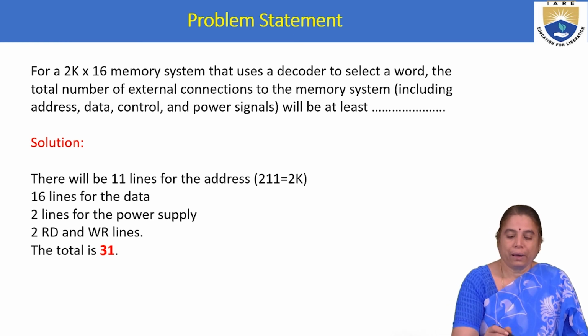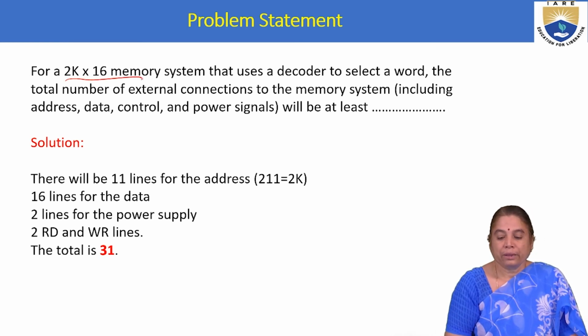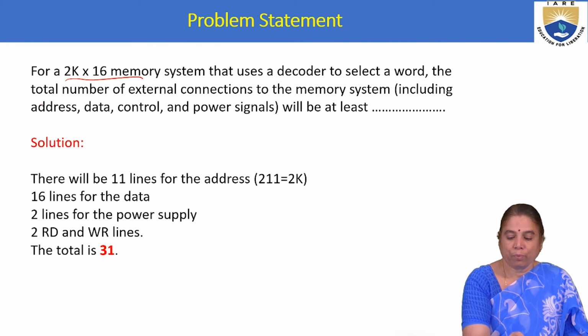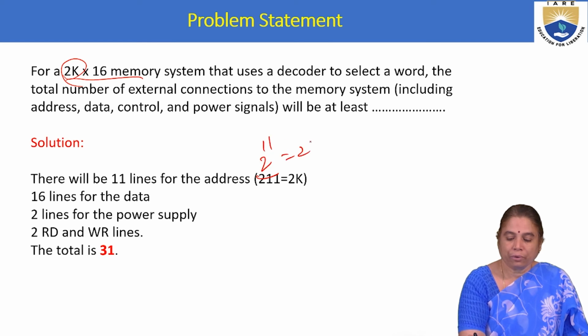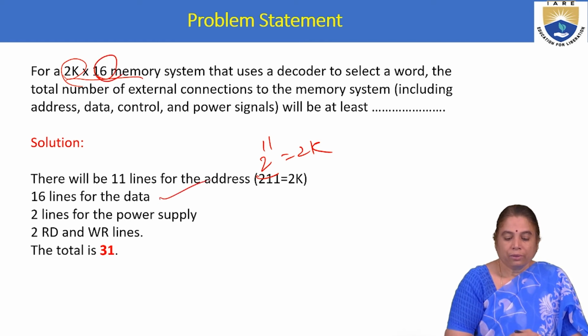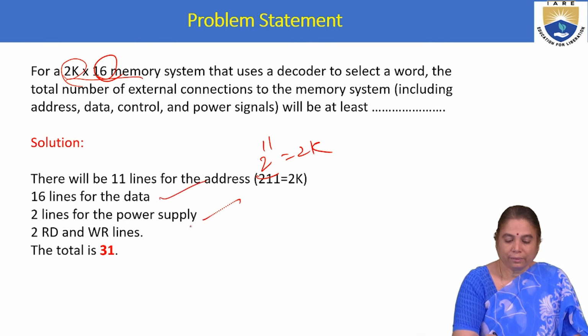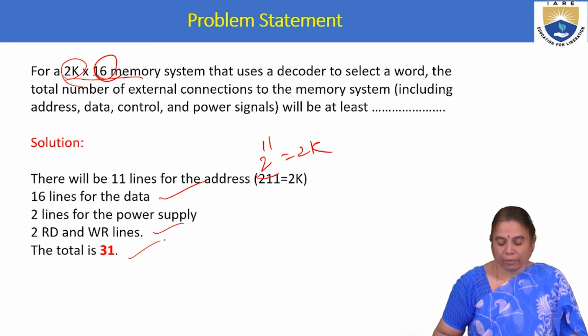Next, for a 2K by 16 memory system that uses a decoder to select a word, the total number of external connections to the memory system, including address, data, control and power signals, will be at least: there will be 11 address lines to point to the 2K, since 2 power 11 is equal to 2K, and 16 lines for the data. Then 2 lines for the power supply, and 2 lines for read and write. So a total of 31 lines are required.